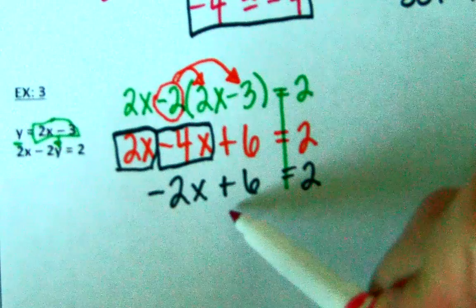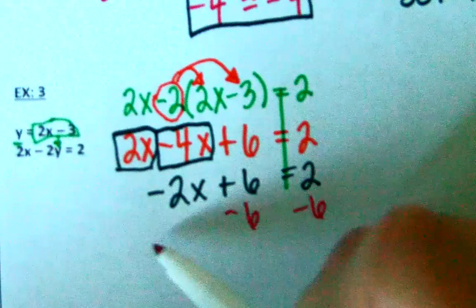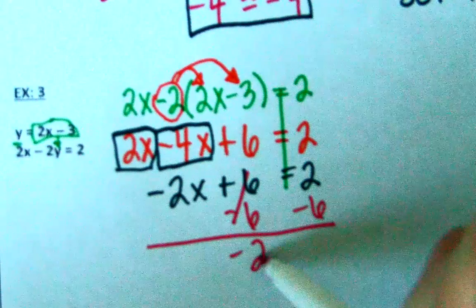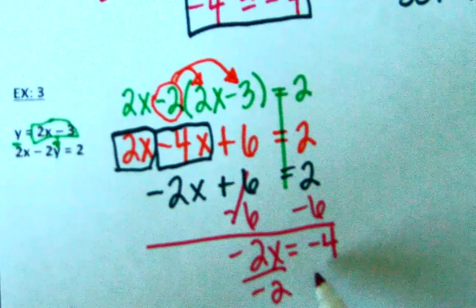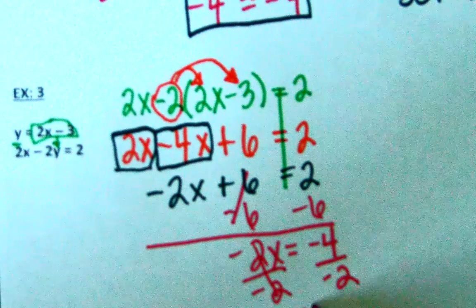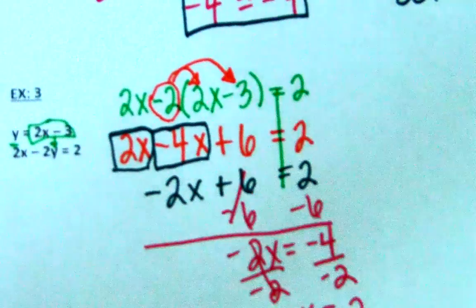I'm going to subtract 6 from both sides because I'm trying to get x by itself. And I have -2x equals -4. And then I'm going to divide by -2 on both sides. And so x equals 2.